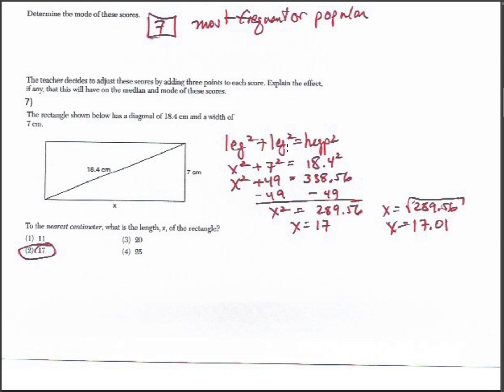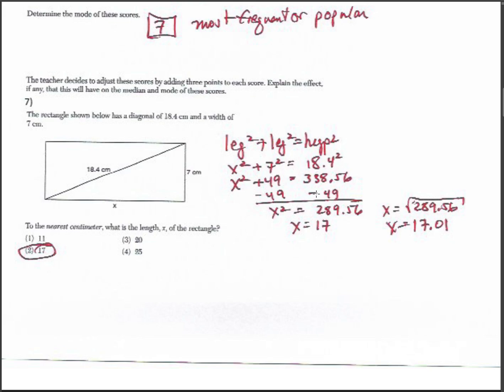Leg squared plus leg squared is equal to hypotenuse squared. You know, I forgot my great teacher in high school, Mr. Brays, used to say, it's time for Uncle Pythagoras. And that's what we're doing here, the Pythagorean theorem. The leg, x squared, plus the leg, 7 squared, is equal to the hypotenuse, 18.4 squared.